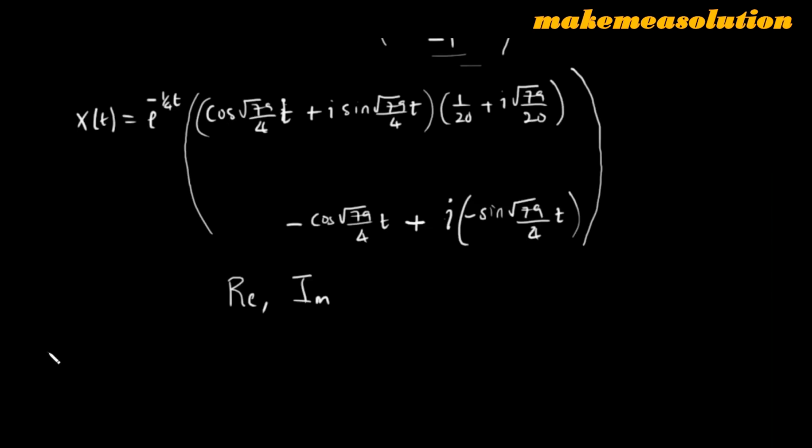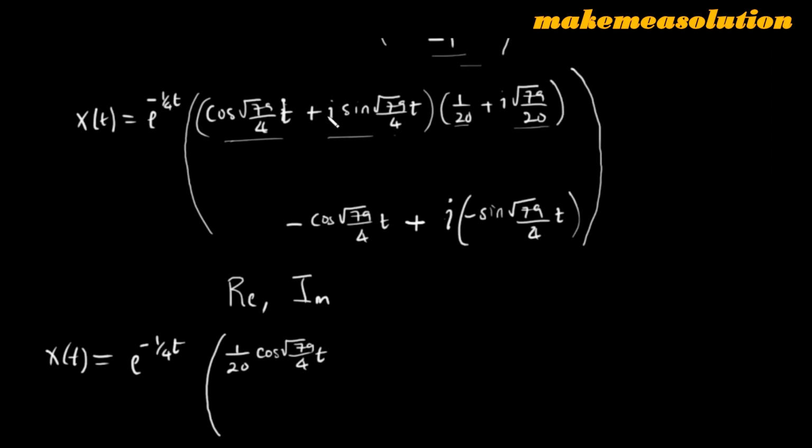So x of t is going to be exponential minus 1 all over 4t, and into, when you expand this term times this term, is going to give you 1 all over 20 cos root 79 all over 4t. So another thing that can give me a real term is when I multiply these two imaginary parts by each other. So I times I, very good, I times I gives you I square, and I square is minus 1.